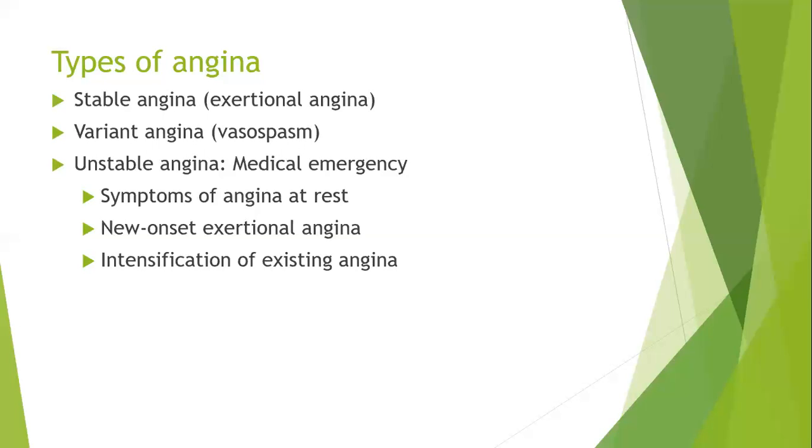So stable angina is a chronic condition typically. Variant angina is also something that can be typically managed on an outpatient basis because it doesn't escalate quite often into a heart attack, whereas unstable angina is a medical emergency. That's when a person has chest pain at rest, new onset exertional angina, or intensification of existing angina.